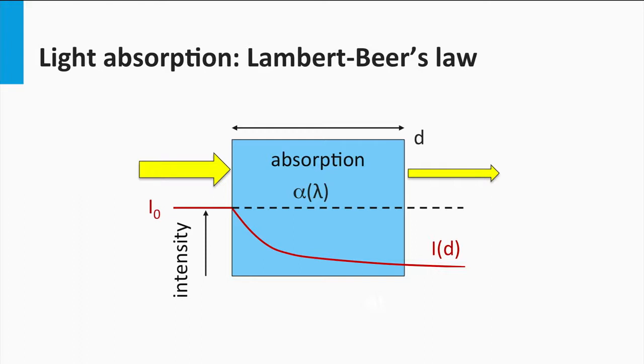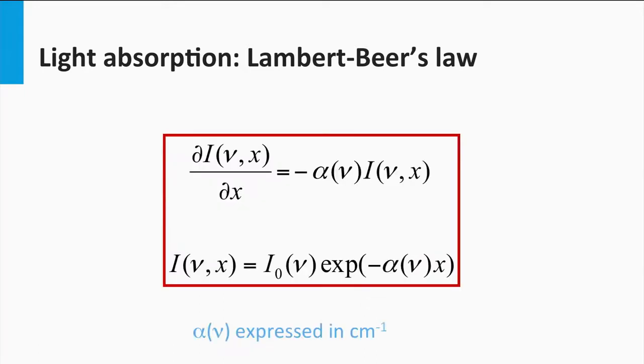This behavior can be described by the Lambert-Beer's law. This law states that there is a logarithmic dependence between the intensity of the transmitted light through the layer and the product of the absorption coefficient and the path length. Or presented in another way, over an infinitely small distance dx, the decrease in the light intensity due to absorption, dI/dx, is equal to the product of the absorption coefficient and the light intensity at position x. This is the differential form of the Lambert-Beer's law.